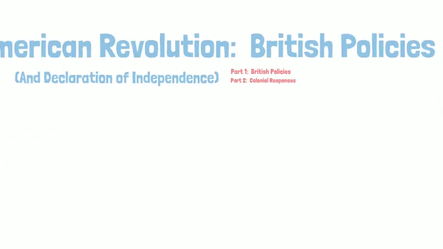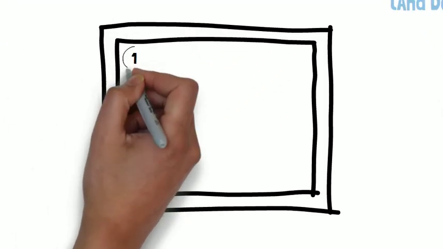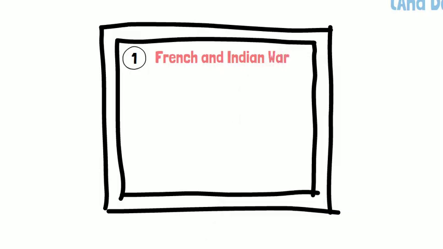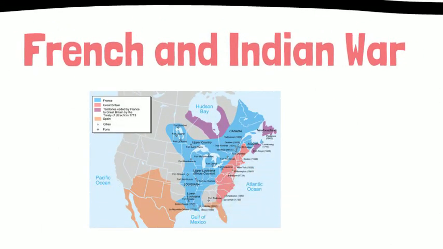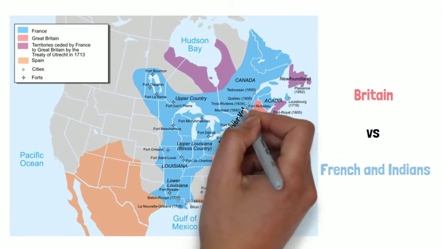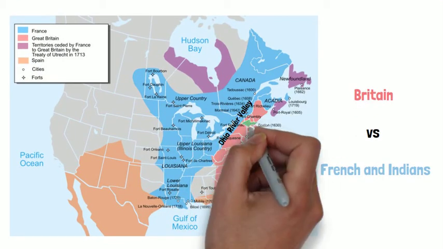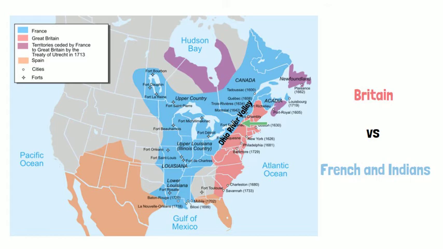Okay, let's get started. The first cause of the American Revolution was the French and Indian War. It was called the French and Indian War because it was Britain against the French and Indians. They were fighting over land in the Ohio River Valley. After 7 years, Britain won the war.